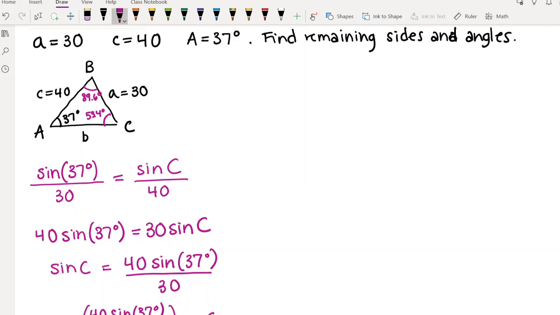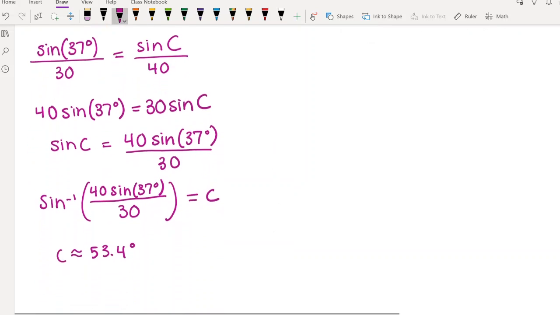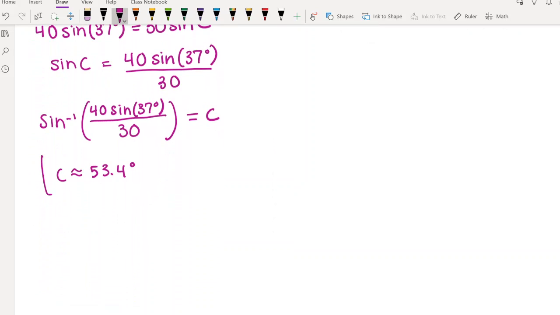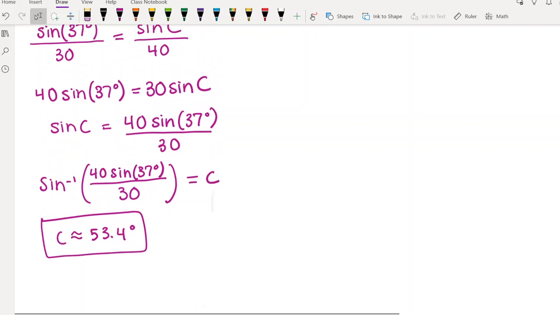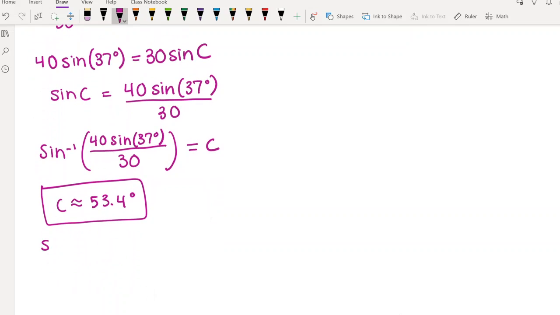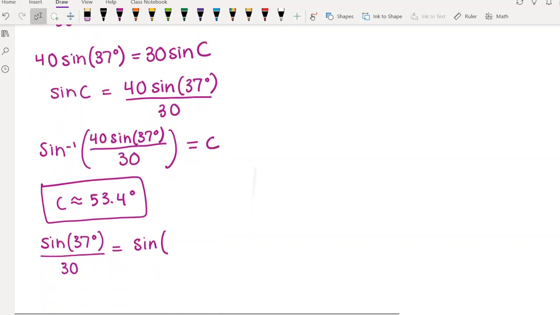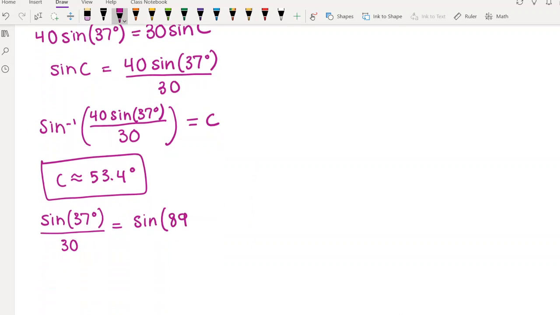So now that we know angle B, now we can find side length B. And this is going to be just like in yesterday's video. So we can use that same ratio that we started with here and say sine of 37 over 30 is equal to sine of, and we found that angle B was 89.6, so we'll just put that in there, divided by side length B.